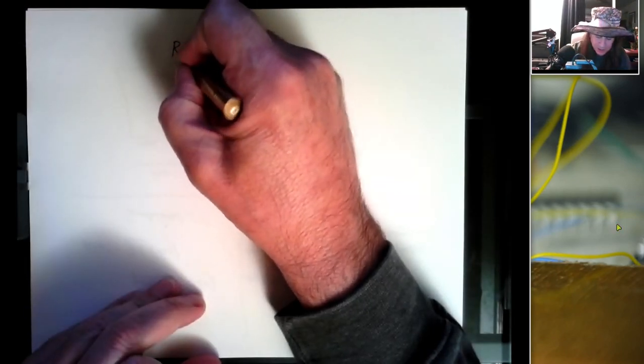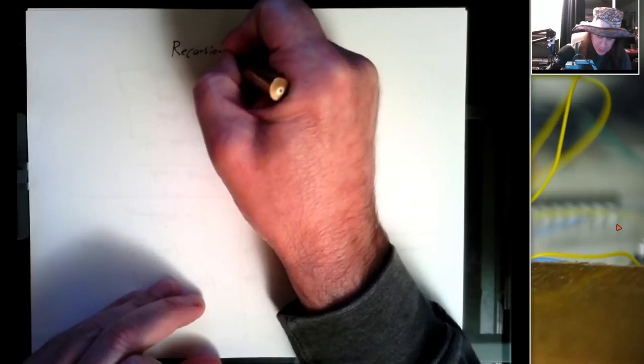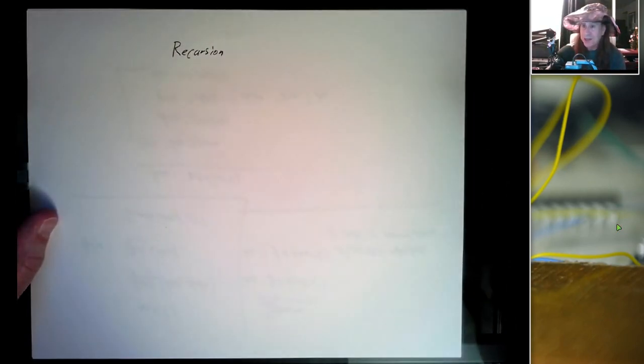So recursion, this is the big one. This is what CSE 222 is really all about. This is the concept that kind of makes or breaks computer science for a lot of people, and so we're going to go through this in very careful detail to make sure that this really makes sense for everyone.